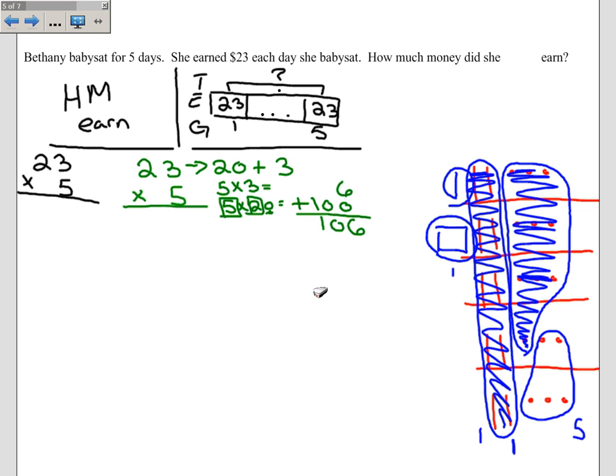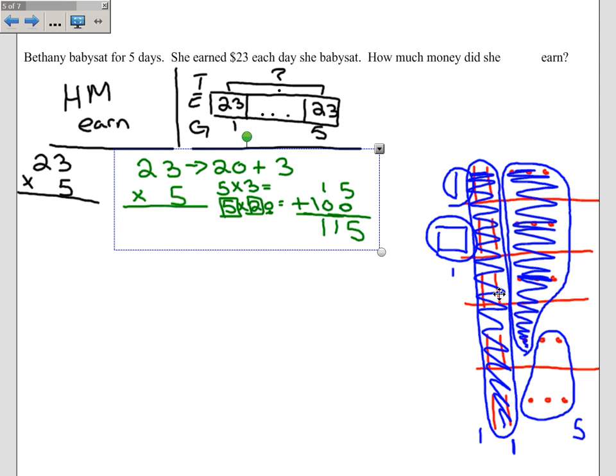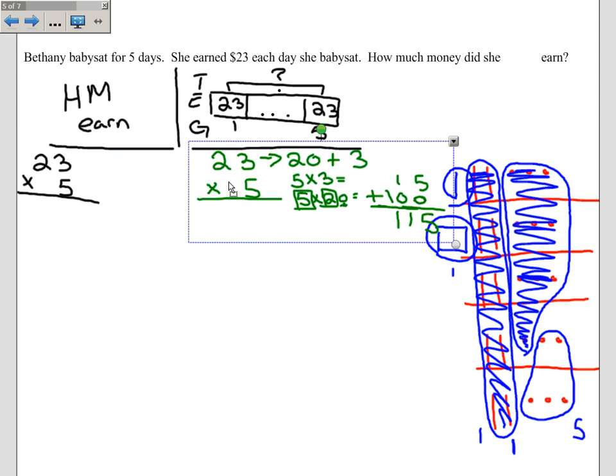Oh, I know what I did wrong. Shouldn't equal 6. I don't know what I was thinking. 5 times 3 equals 15. Y'all are probably screaming at me. Sorry about that. 5, 1, and 1. 115. So you can see, because I did this down here, I was able to check. So I'll check my work and tell that, hey, I made a mistake. That's all right. Everyone makes mistakes, even teachers.